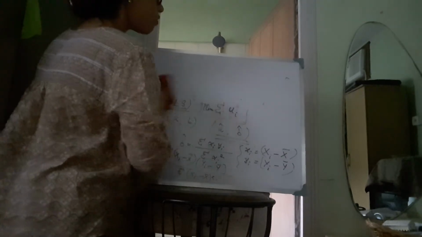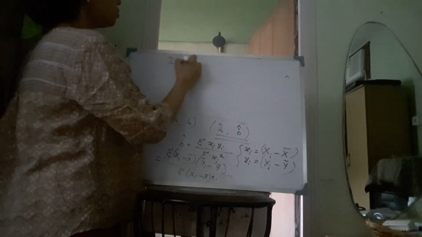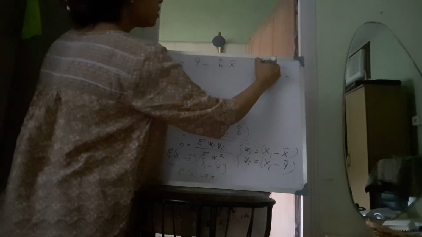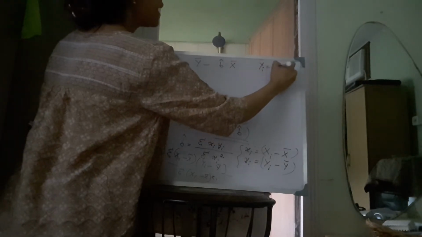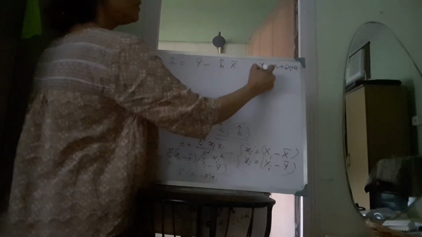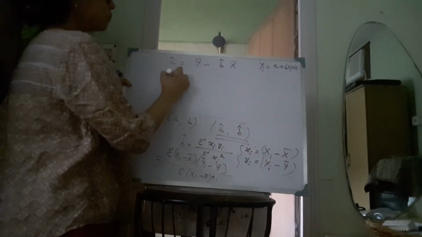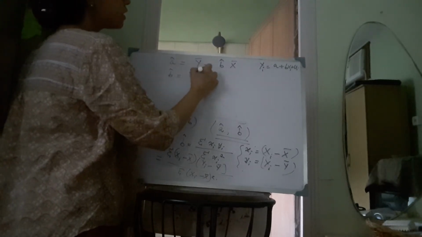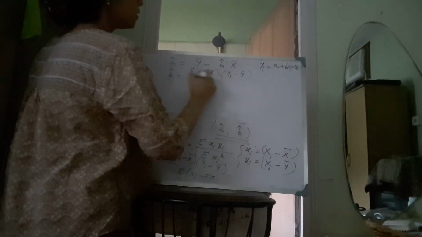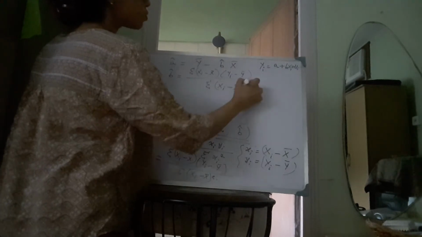And what is the formula for a hat? a hat is equal to y bar minus b hat x bar, because we know that yi is equal to a plus b xi plus ui. Now if we take the summation on both sides, then we will get this. So a hat is this, and b hat is equal to summation of xi minus x bar into yi minus y bar, divided by summation of xi minus x bar whole square.